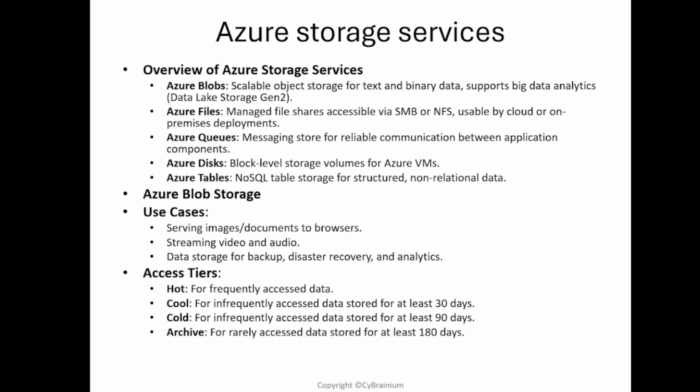Now, the access tiers we got to know in that storage account when we were doing the practical. The hot one is frequently accessed data, which is live. Cool is data stored for at least 30 days, and cold is data stored for at least 90 days, and archive is rarely accessed data stored for at least 180 days.